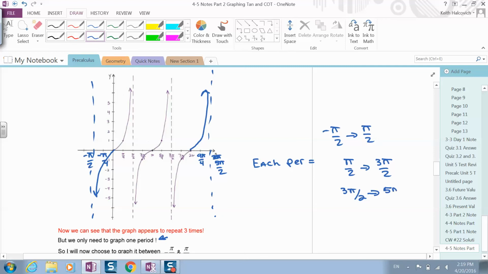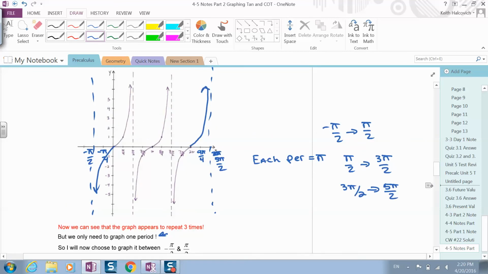5 pi over 2. So notice the period, each period is worth pi, because negative pi over 2 to positive pi over 2 is pi. Pi over 2 to 3 pi over 2, that's pi. And 3 pi over 2 to 5 pi over 2 is pi in length. So unlike the sine, cosine, cosecant, and secant, where each period is 2 pi, the tangent period is equal to pi.